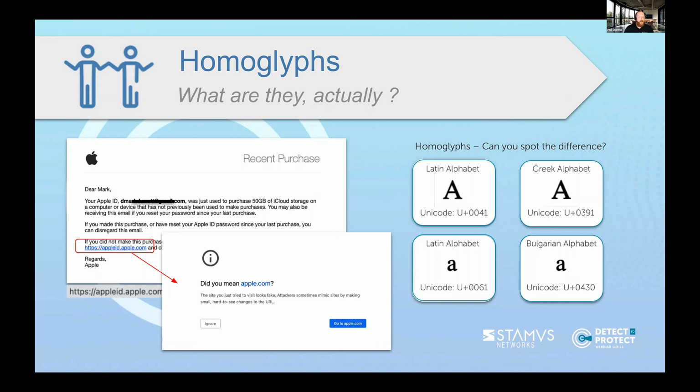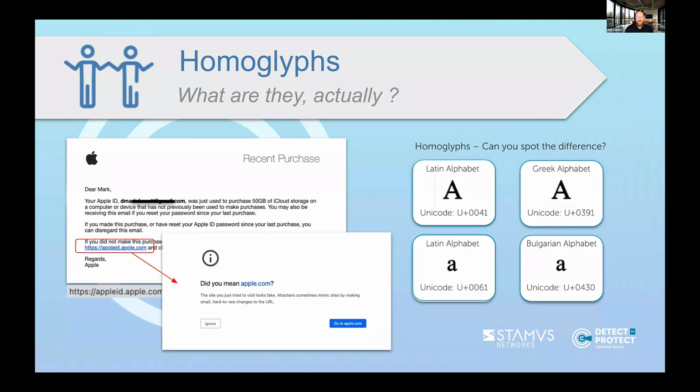As you can see on the screen here, you can't really tell the difference between the actual letters, but the Unicode associated with these letters is completely different. So when they are actually processed by the web browser, this could be used for email attacks as well. When they're processed by the email server, they may take you to someplace completely different, even though they look exactly the same.